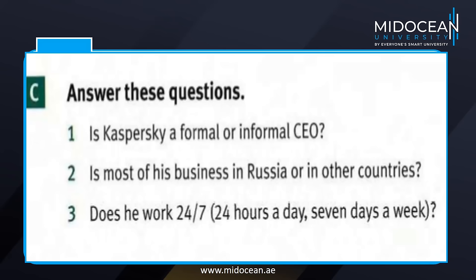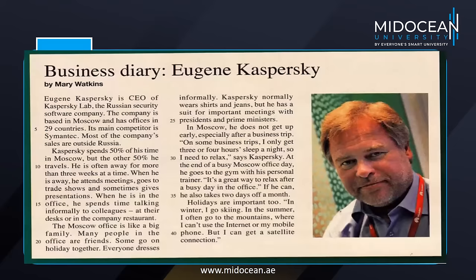So to answer these questions, please move back to the article. هنشوف question number one, is Kaspersky a formal or an informal? Okay, so لو احنا كده قلنا Eugene Kaspersky is CEO of Kaspersky Lab, the Russian security software company. Okay, هو الرئيس التنفيذي للشركة الروسية دي بتاعت software company، شركة انتاج software. The company is based in Moscow. هي موجودة في موسكو and has offices in 29 countries. هي موجودة في موسكو لكن لها مكاتب تانية في 29 دولة. Its main competitor is Symantec. Competitor means المنافس. المنافس الرئيسي بتاعها في شركة اسمها كده Symantec. Most of the company's sales are outside Russia. يبقى معظم مبيعات الشركة دي بتكون خارج نطاق Russia. Okay.